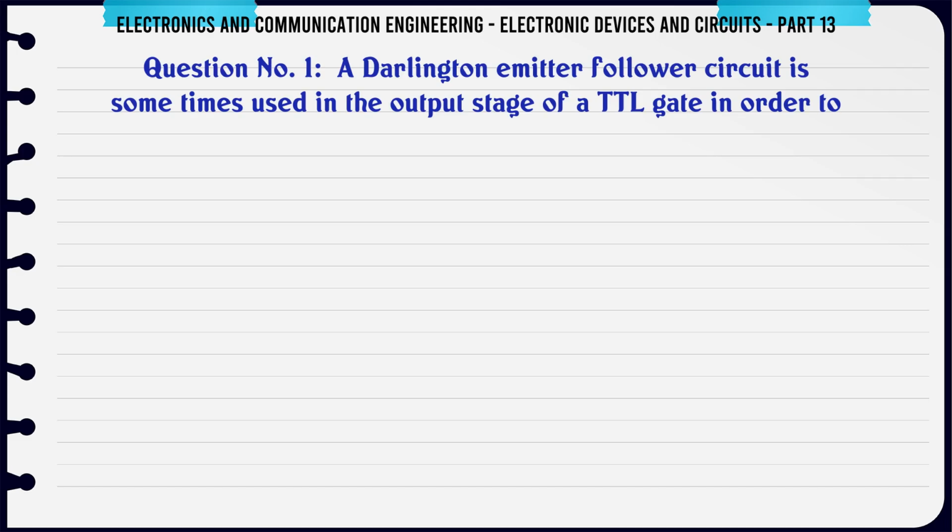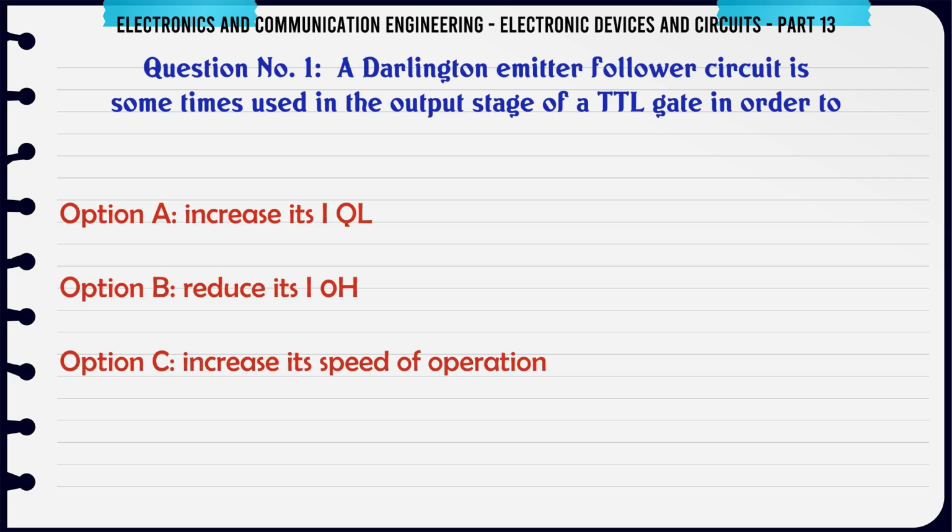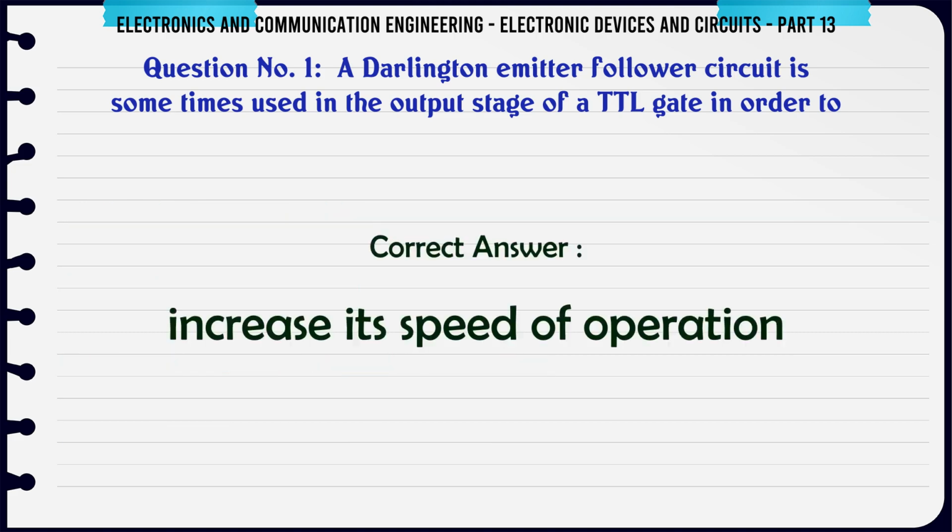A Darlington emitter follower circuit is sometimes used in the output stage of a TTL gate in order to: A. Increase its IOL, B. Reduce its IOH, C. Increase its speed of operation, D. Reduce power dissipation. The correct answer is increase its speed of operation.